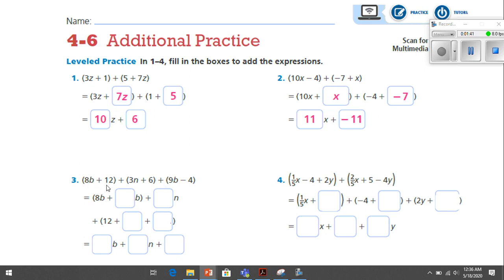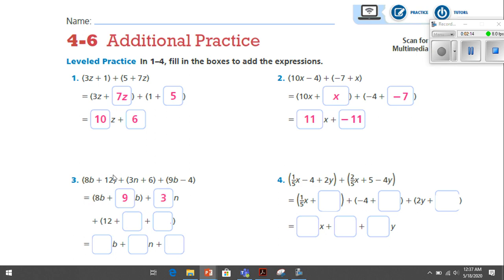We got 8b plus 12 plus 3n plus 6 plus 9b minus 4. Well, looks like they're going to put all the b's together. We said 8b here, and we've got plus, and then it says something b. Well, the only other b over here is going to be 9b, so that has to be a 9. Over here we have plus n, and if we look closely, we've got 3n, and I don't see any other n's. That's got to be a 3n.